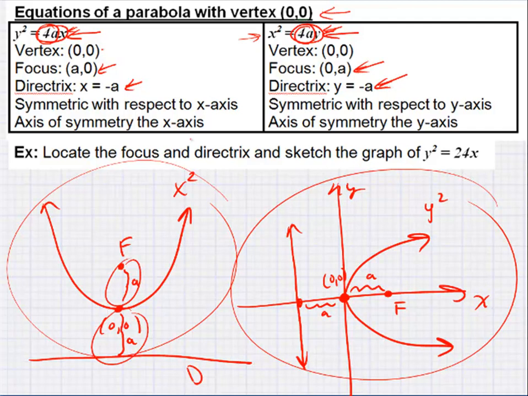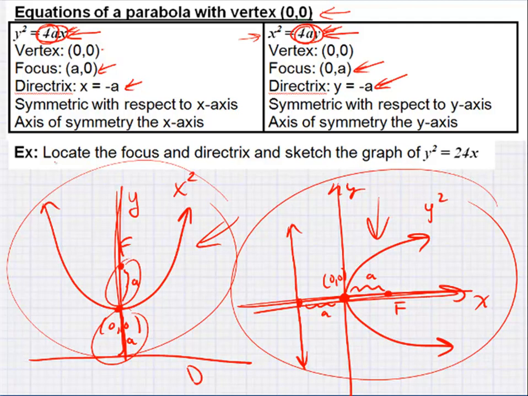Now these functions are symmetric with respect to either the x-axis or the y-axis. If it's vertical, it's y-axis symmetry. If it's horizontal, it's got x-axis symmetry. I would call this a vertical parabola. I'd call this a horizontal parabola.